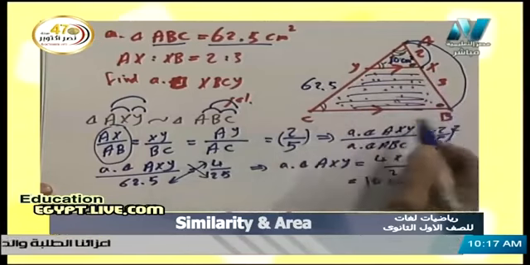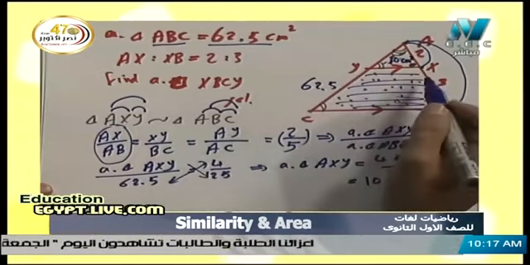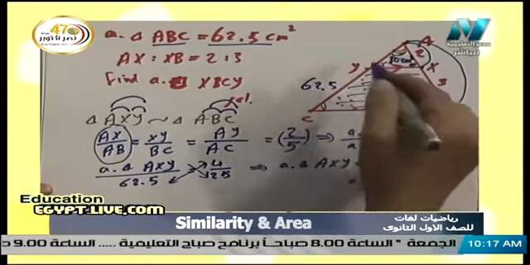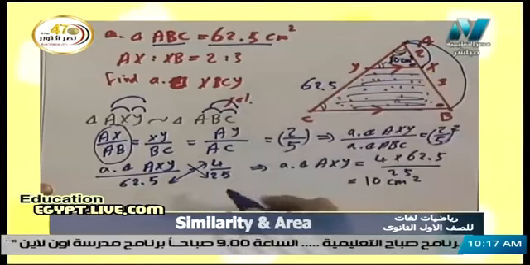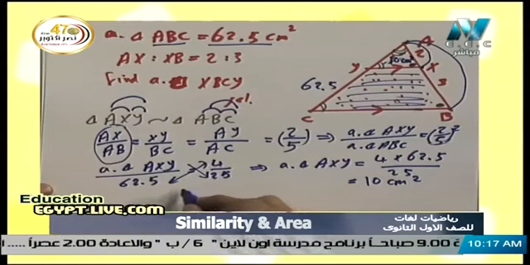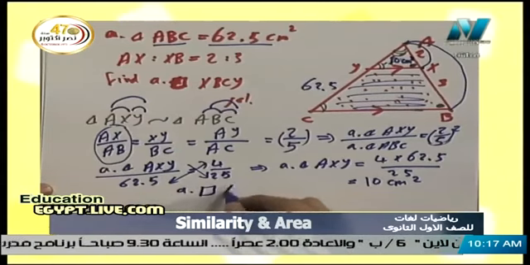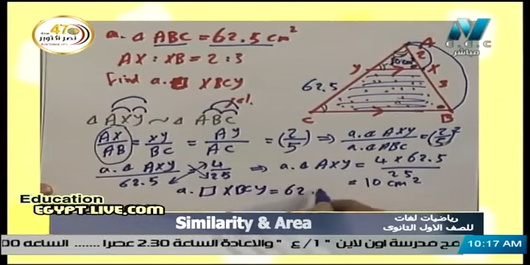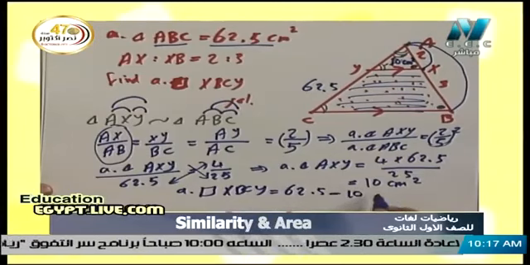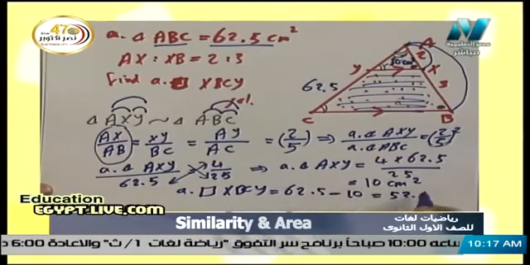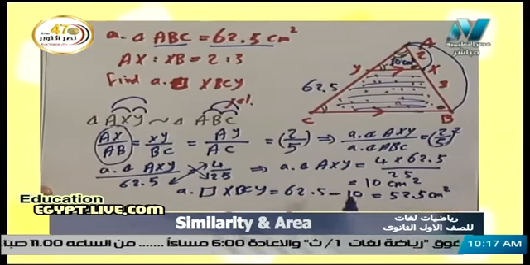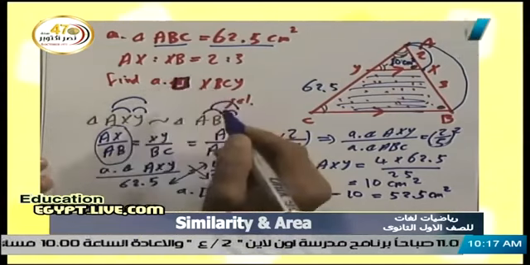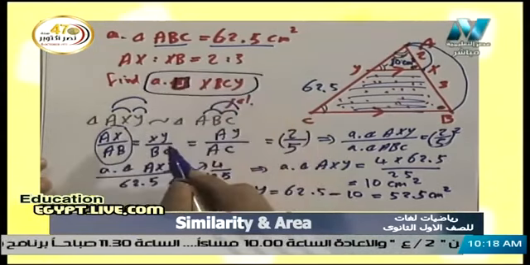of the quad XBCY. The area of the quad XBCY, of course, equals the area of triangle ABC minus the area of triangle AXY. So, the area of quad XBCY equals 62.5 minus 10, which is 52.5 square centimeter. And now we have found the request, which is the area of the quad XBCY.